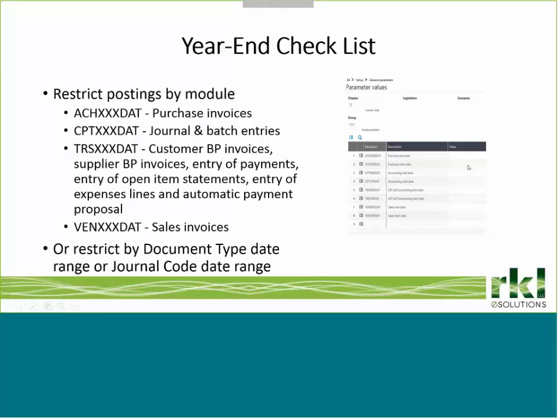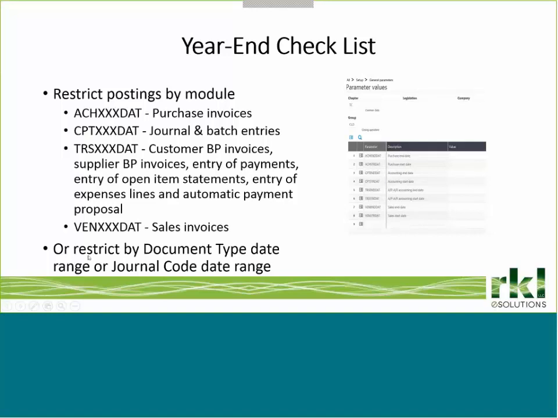And then right down the list here, if you fill in the next date range, that'll prevent people from entering journal entries. The next one is customer BP invoices, supplier BP invoices, entry of payments, etc. And then the last one at the bottom here, vend date, is for sales invoices.